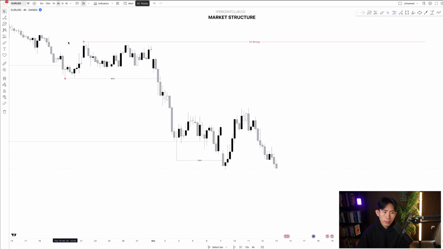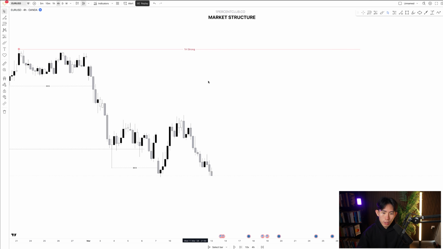So this means that the internal high is no longer at this point right here. It has been moved to this new internal high that we can establish right here, which is the highest point that led to the internal break of structure. So now this becomes the new internal high.